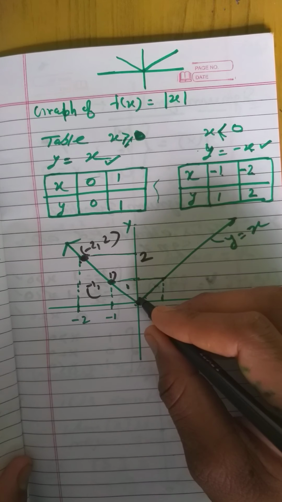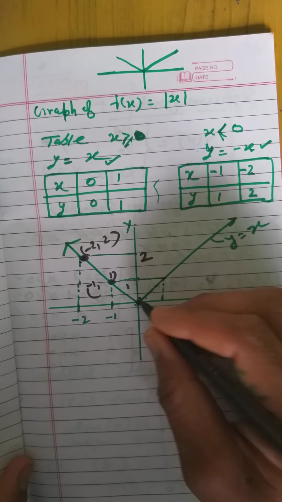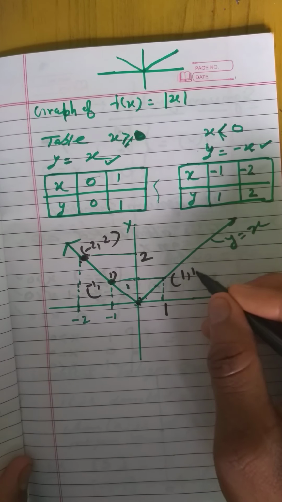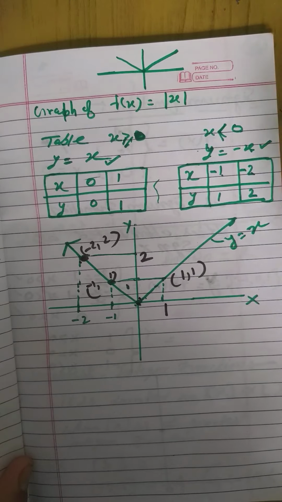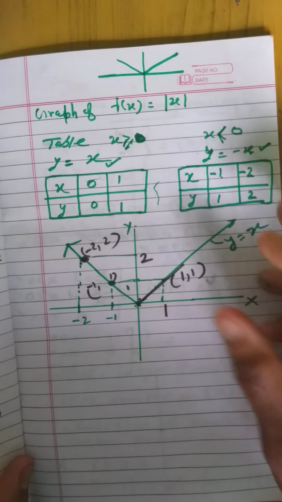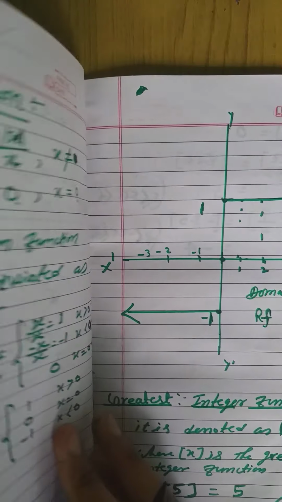side, if you put x equal to 0, you will get y equal to 0. If you put x equal to 1, you will get y equal to 1. So the coordinate of this one will be 1 comma 1. Right? So finally you will get a graph that looks like an inverted V.